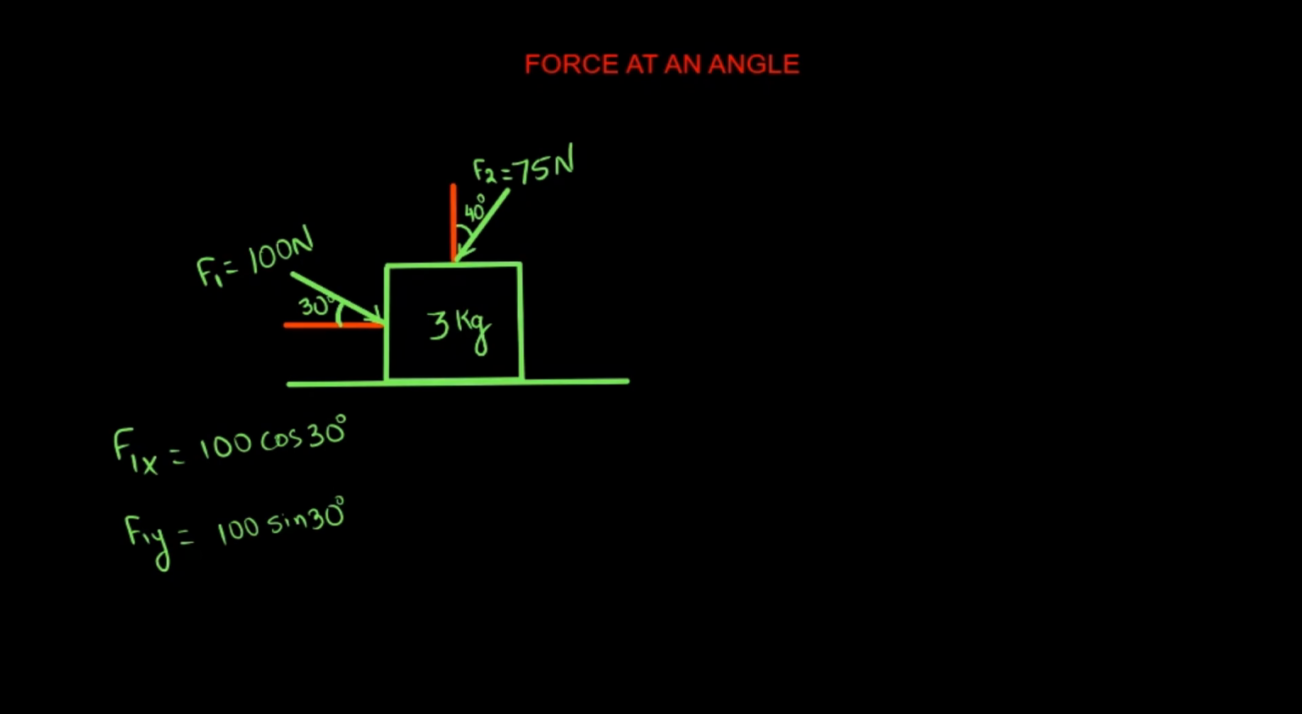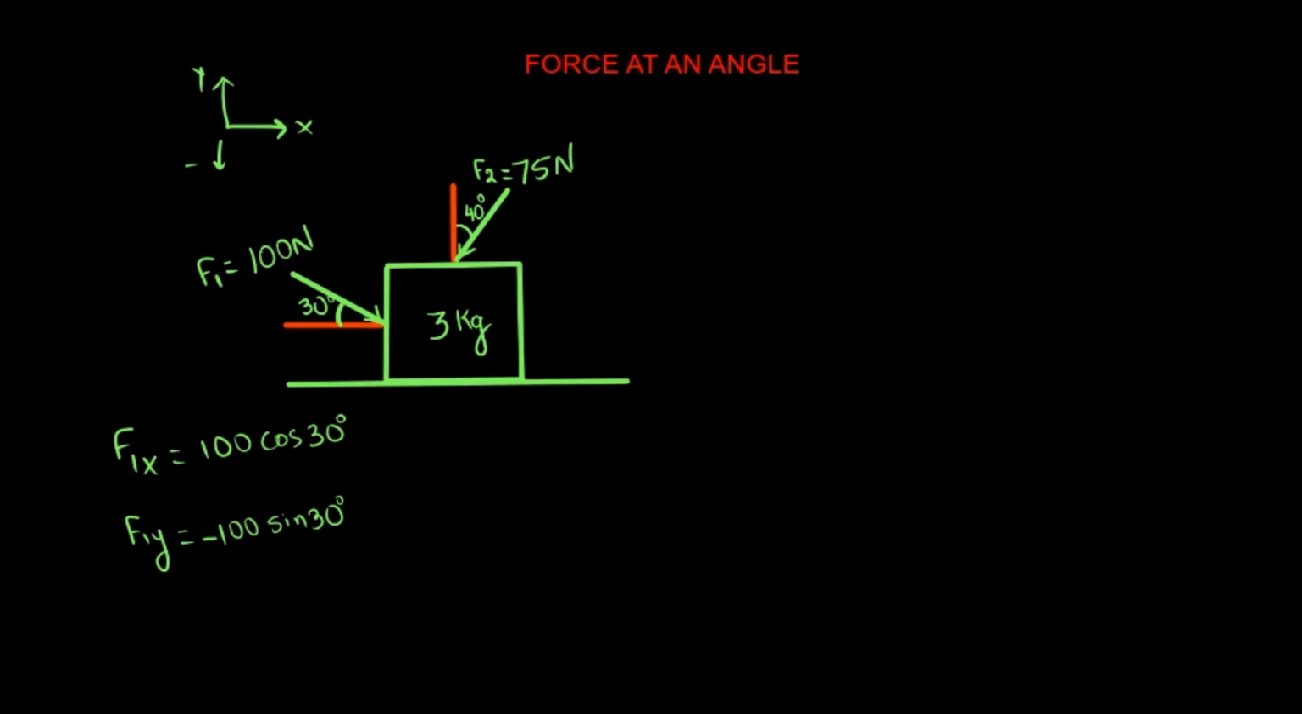Now let's talk about the signs, the directions. F1 is acting toward the right, and going to the right, x is positive, going to the left, x is negative. Since F1 is going to the right, the x component would be a positive value, and F1 is going downward. Going down, y is negative. So the y component will have a negative value. There will be a minus sign here.